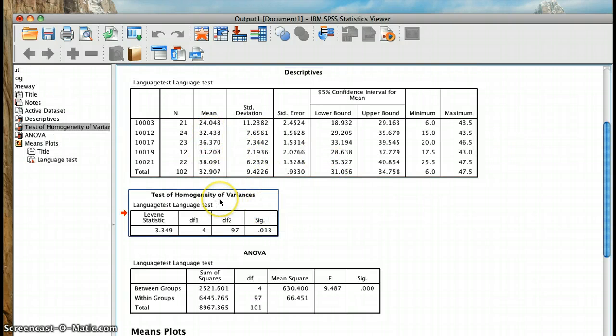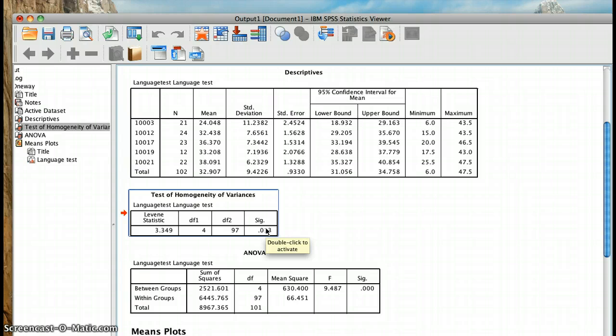Then the next one is the test of the homogeneity of variances. This is the same test that we also did for the t-test, right? We wanted to see if the groups had the same variance. And this here is an F ratio, so we see 3.349. And we have degrees of freedom 1, which is 5 groups, 1, 2, 3, 4, 5 minus 1, so 4, and the 97. So 102 minus 5 is 97. So we have these 2 degrees of freedom, and the result is statistically significant because it's smaller than 0.05.